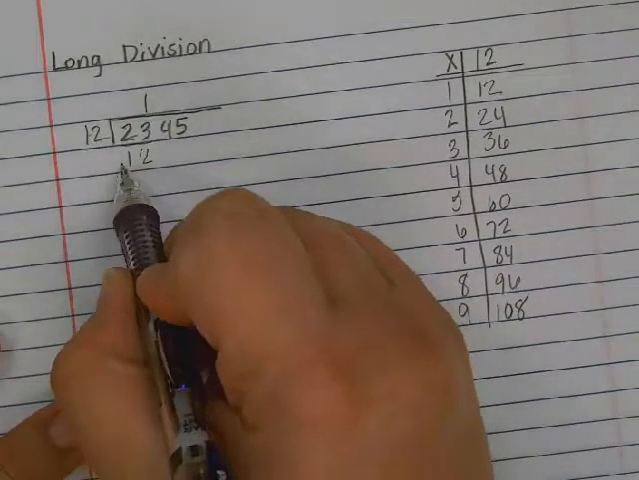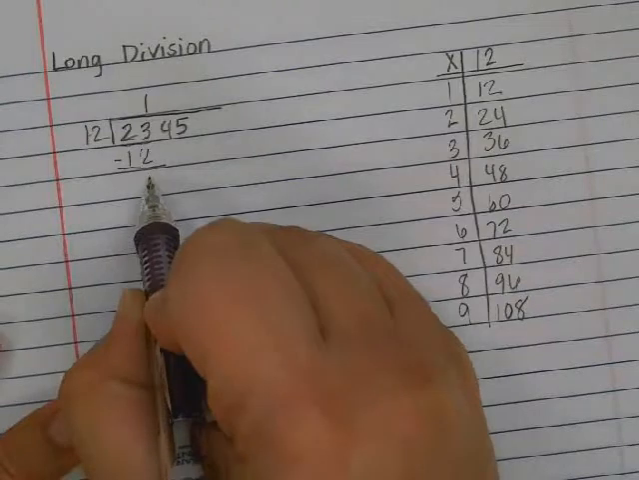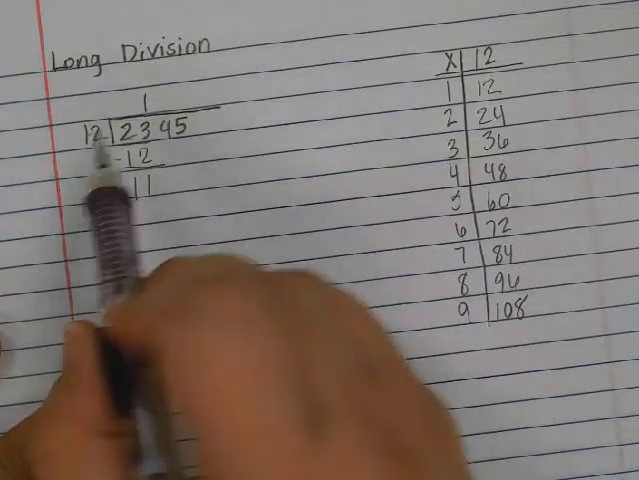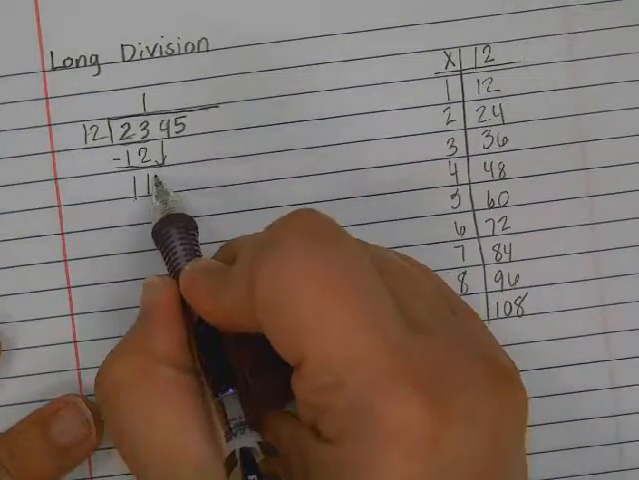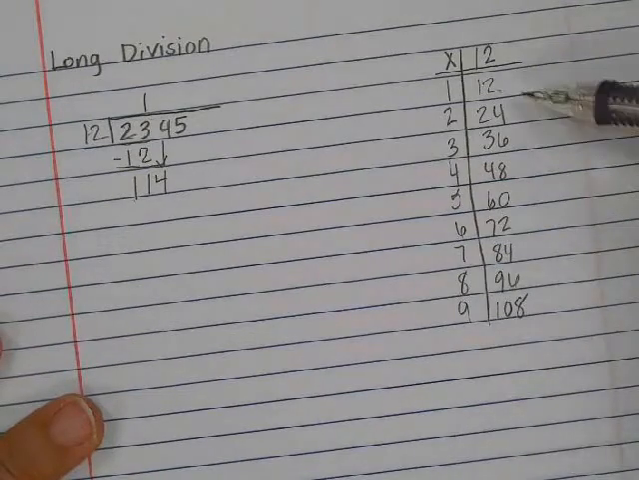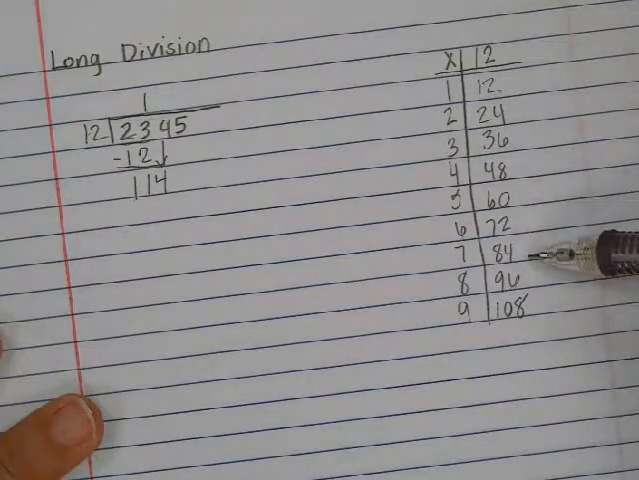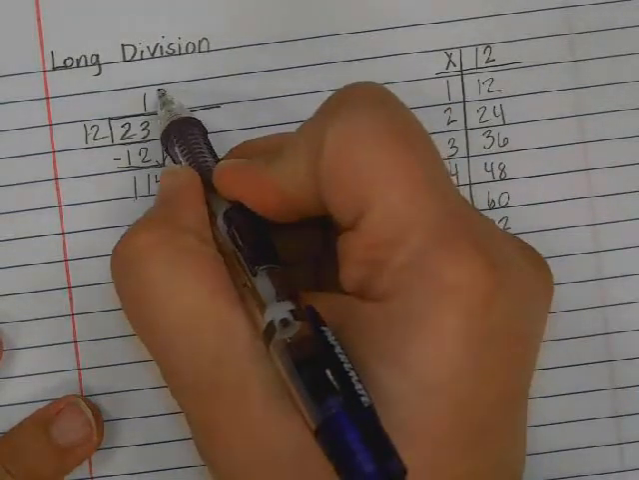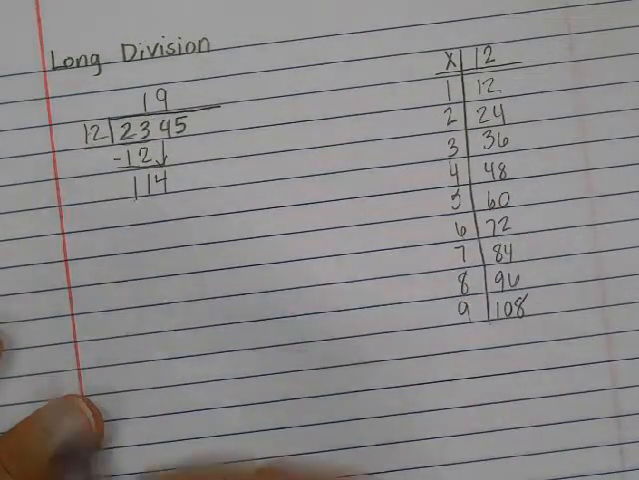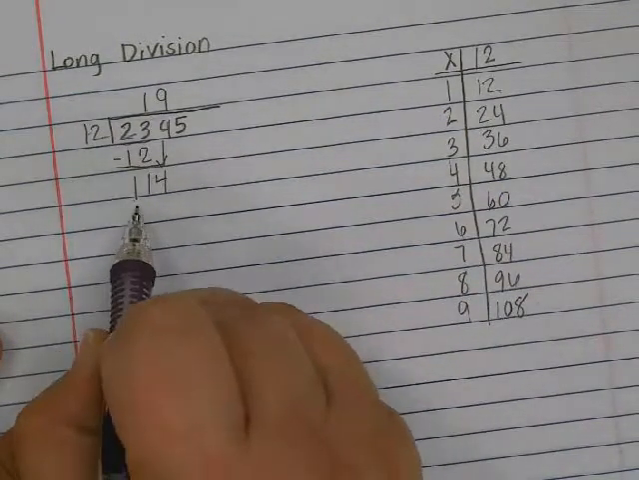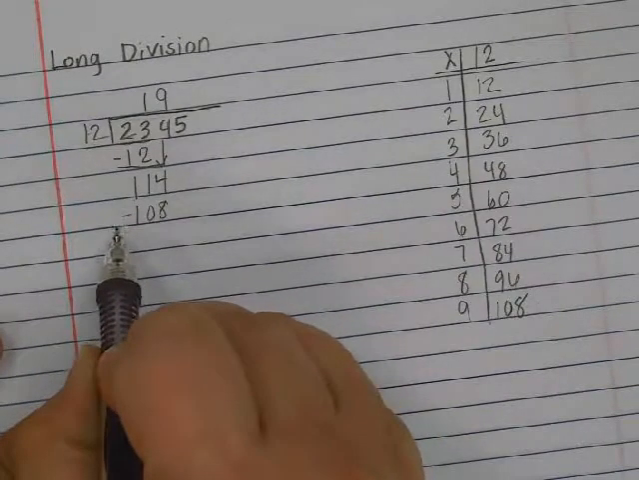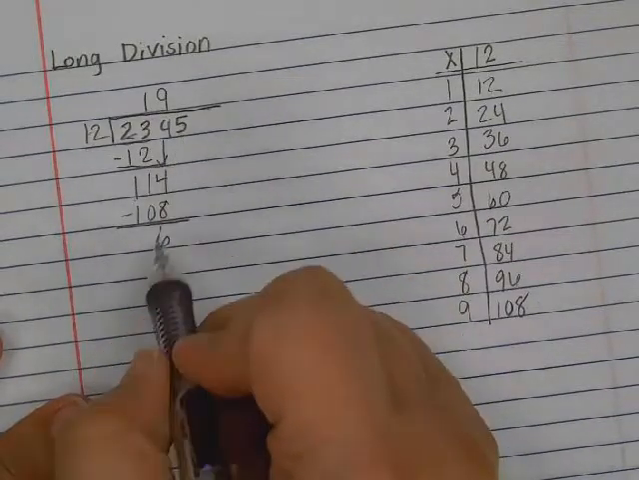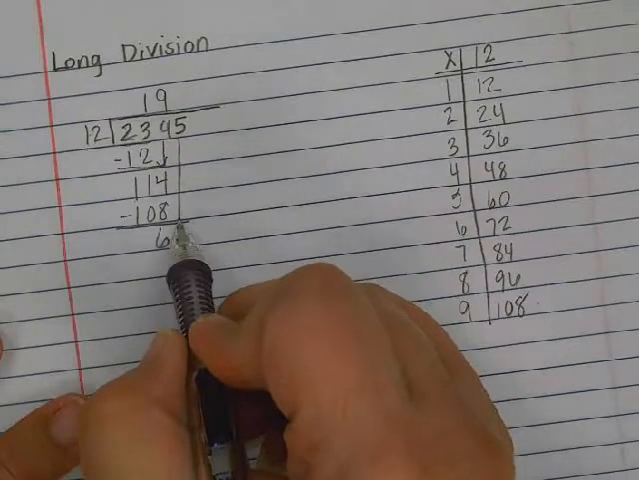And 1 times 12 is 12. I subtract. I get 11. Since my remainder is smaller than my divisor, I bring down my next digit, which is a 4. Now I'm going to look over here in my chart, and I'm going to look for the number that's closest to 104 without going over, and that is 108, and its partner is 9. The 9 goes right above the number that I just pulled down, which was the 4, and 12 times 9 is 108. I subtract. I get 6. My 6 is less than 12, so I can pull down my 5.